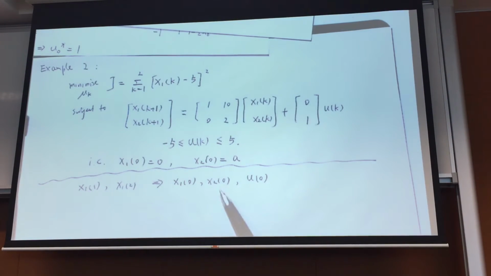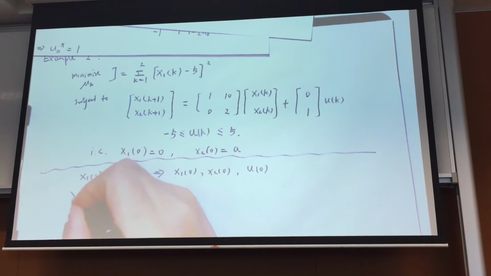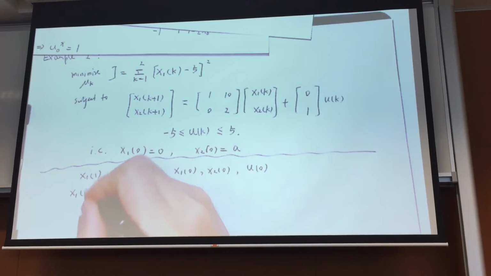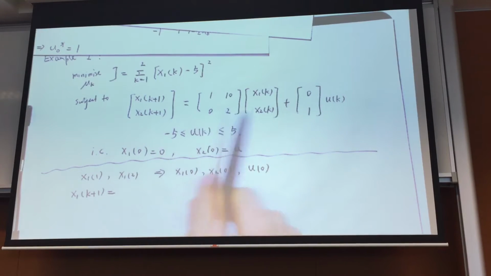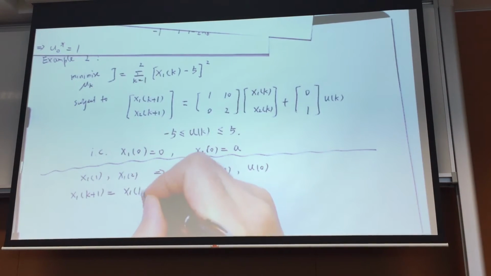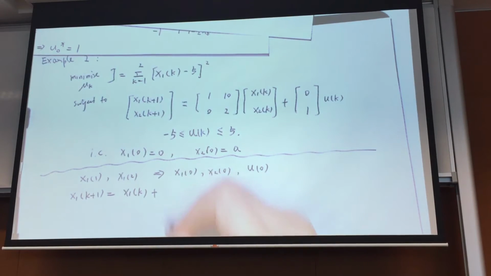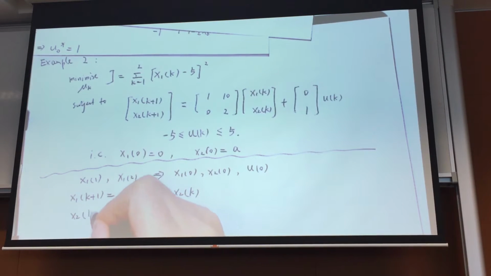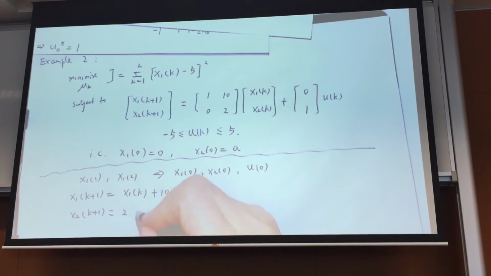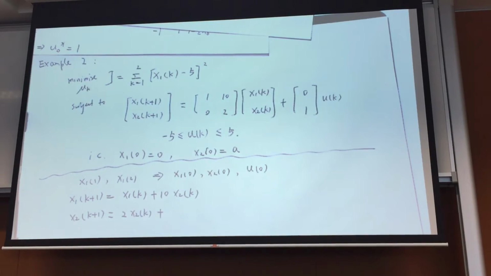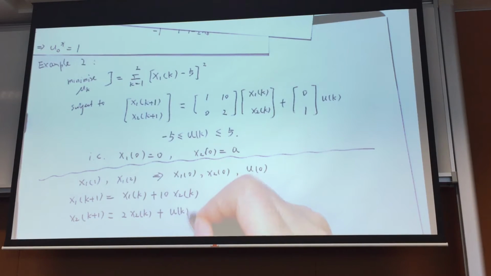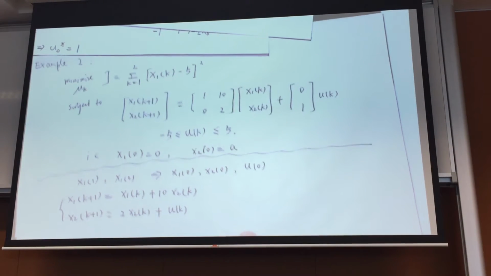We can easily establish this equation by using the update equation. We know in the update equation x1(k+1) is given by x1k plus 10 x2k, and x2(k+1) equals 2 x2k plus uk. So these are the update equations.